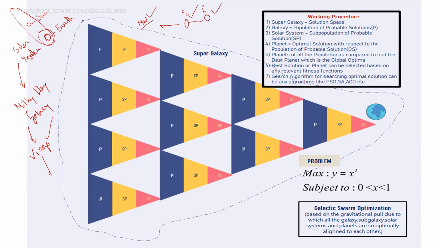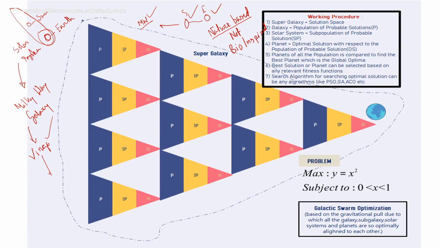Now, I have already said that they are all aligned with each other due to the gravitational pull. This optimization algorithm can be referred to as nature based, but not bio-inspired, because as you can see, there is nothing biological here. So it is nature based, right? Because it is nature which is creating all these pulls and all this alignment.